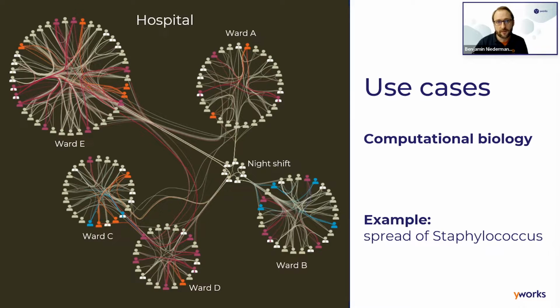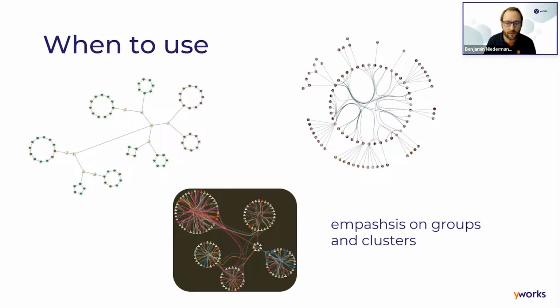So summarizing these three use cases, we can say that if you have data that has a lot of clusters or groups, and these groups are connected by some kind of backbone structure, then you can use the circular layout to visualize these clusters, but also to visualize the structure connecting these clusters. So summarizing, you get a large emphasis on groups and clusters with a circular layout.